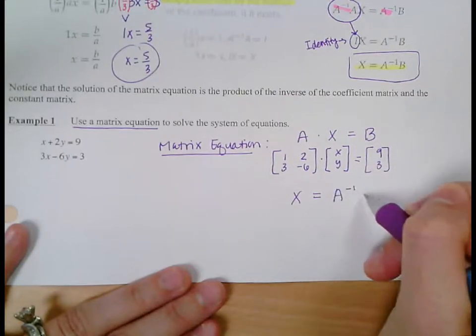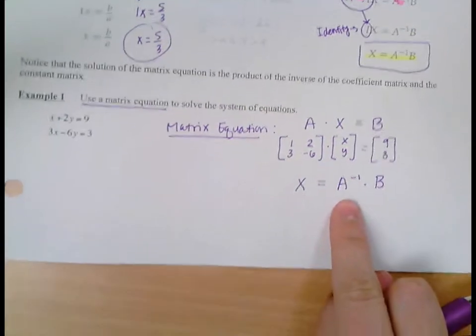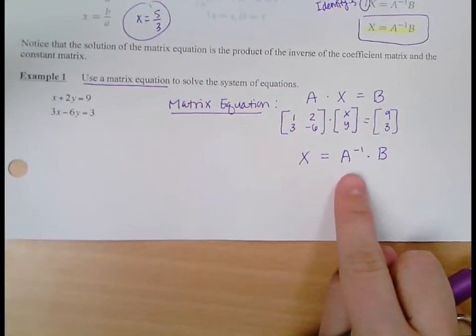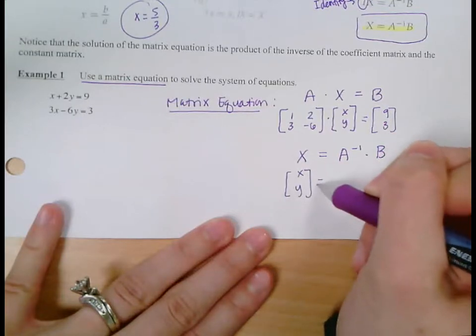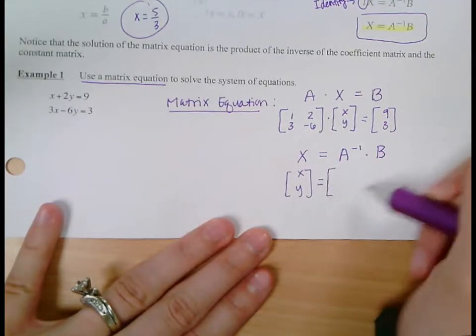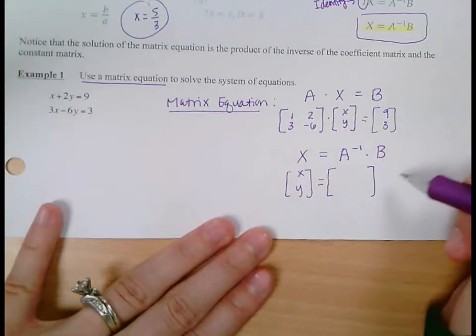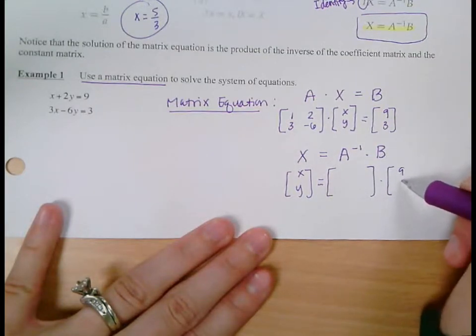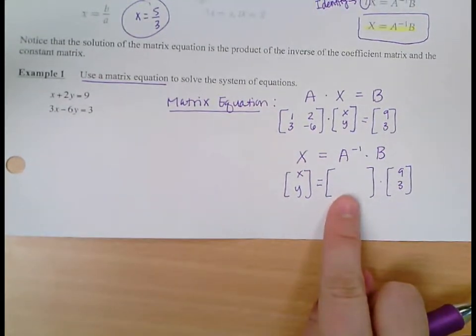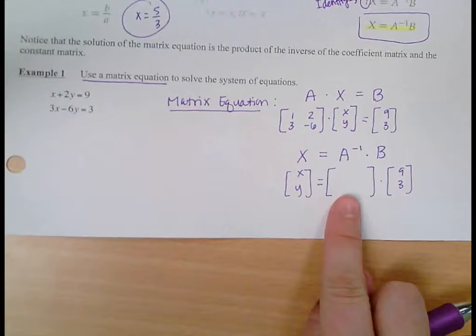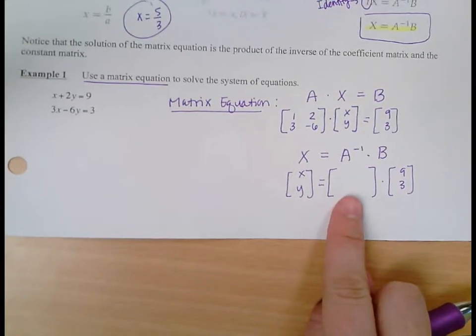I am going to have to find the matrix A inverse. So right now I have my matrix x, which is going to be xy, should equal. I need to know what A inverse is, so that I can multiply it by matrix B to get my solution. So this is what I need to find. And that's what we covered yesterday, is finding the inverse of a 2 by 2 matrix.